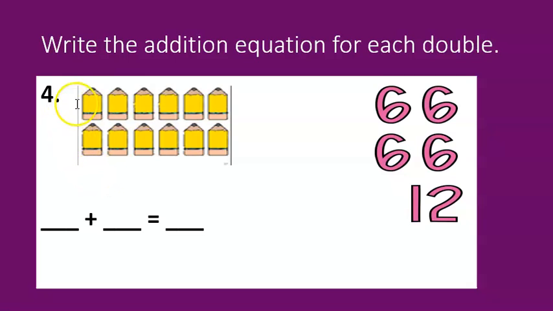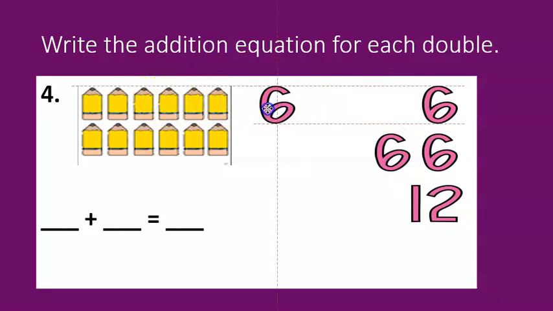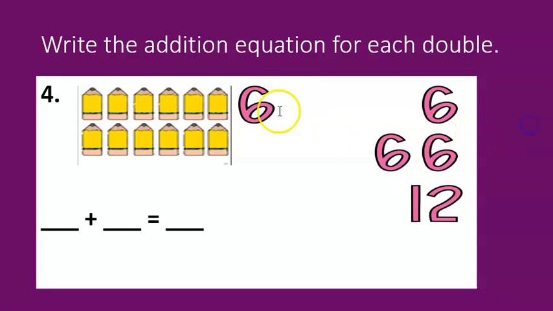Let's check. Let's count this first row, just this top row. Let's count with Mr. Begay. 1, 2, 3, 4, 5, 6. So let's put 6 here because there are 6 in the first row. Let's count the next row. We gotta have 6 here for it to be a doubles fact.